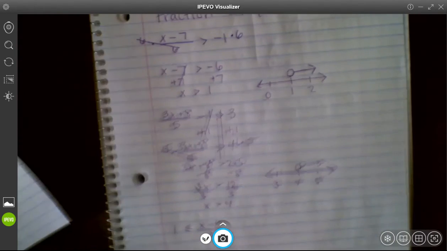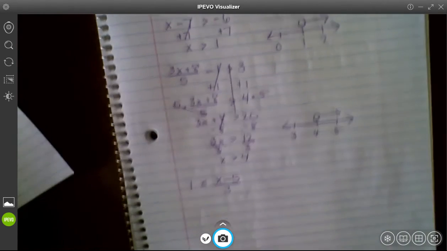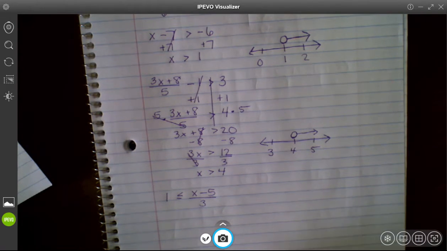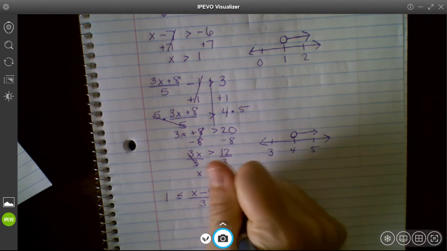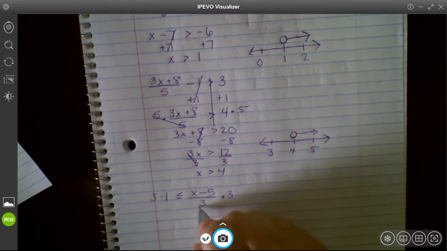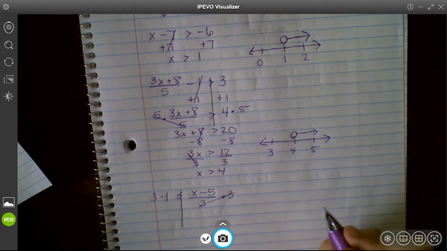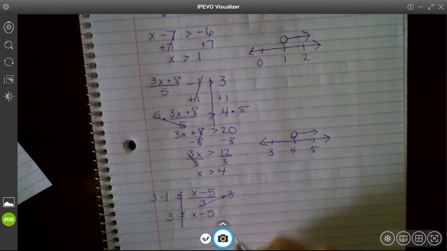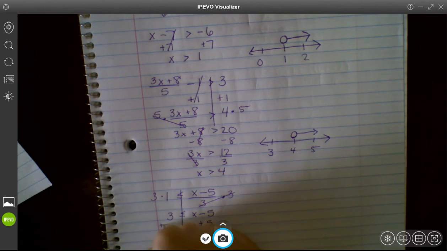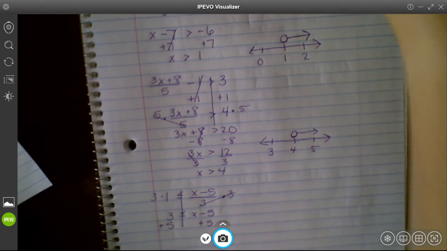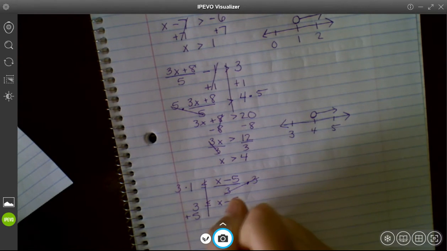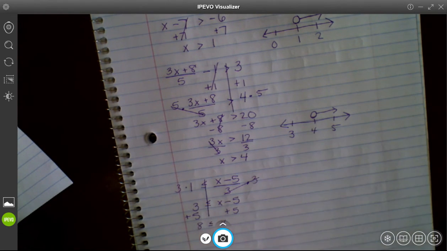So you will notice in this example that my x is on the right side of the inequality. I'm still going to follow the same steps I followed before. So I have a fraction. I want to get rid of it. So I'm going to multiply by 3. Let these cancel. So then 3 times 1, 3 is less than or equal to x minus 5. So now I have a one-step equation. So plus 5, plus 5. So that gives me x. 3 plus 5 is 8.